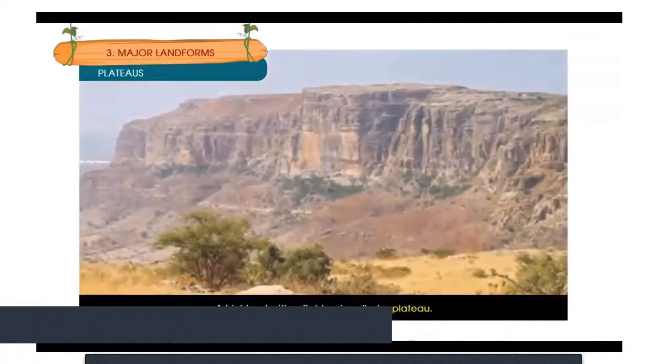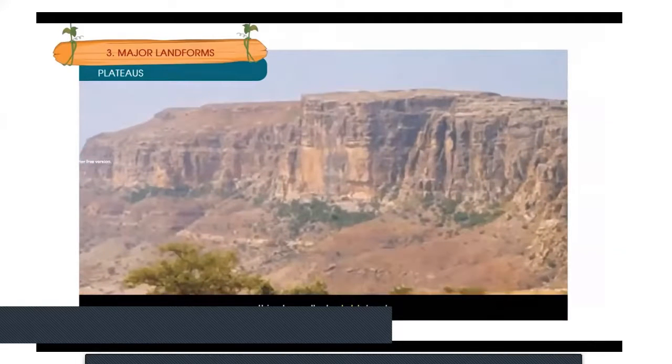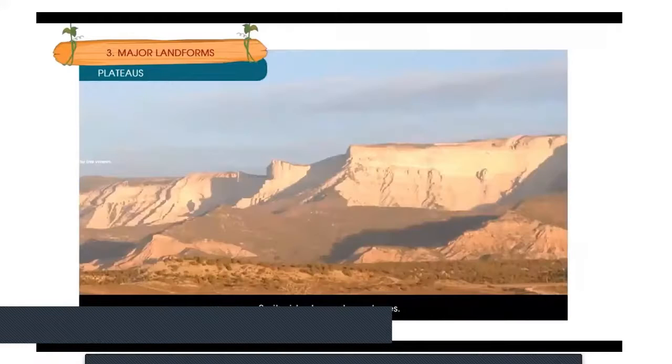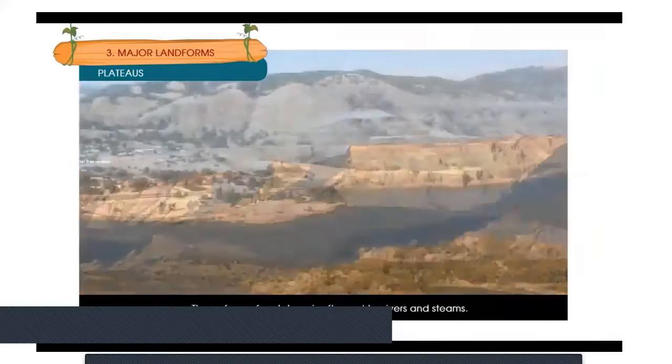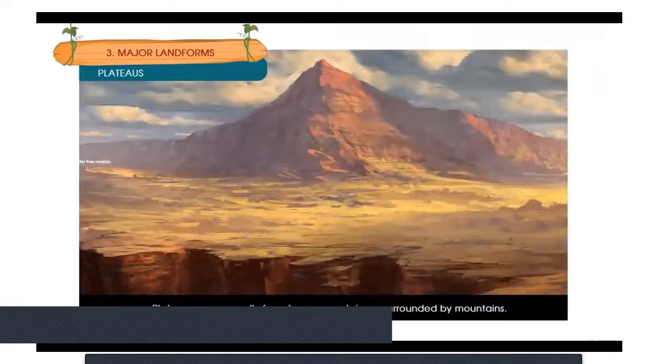Plateaus. The highland with a flat top is called a plateau. It is also called a tableland. A plateau rises abruptly from the surrounding area, so its sides have steep slopes. The surface of a plateau is often cut by rivers or streams. Plateaus are generally found near mountains or surrounded by mountains.